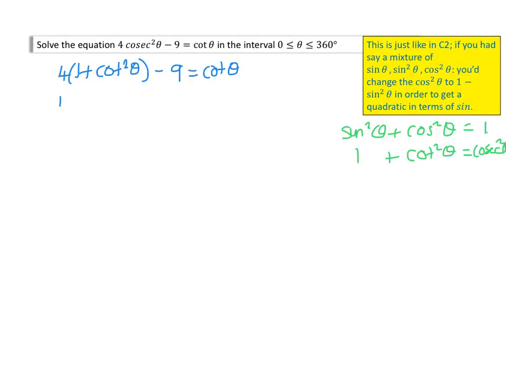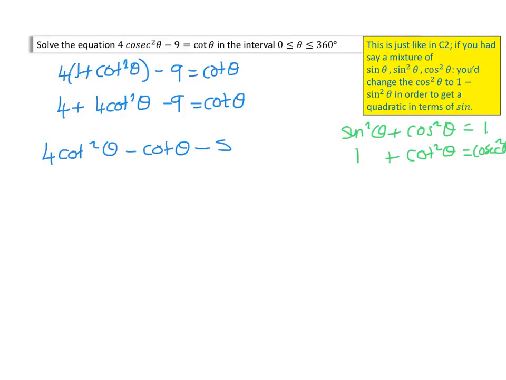I'm going to expand the brackets. That will give me 4 plus 4 cot squared theta minus 9 equals cot theta. Rearranging the equation will give me 4 cot squared theta minus cot theta, then 4 minus 9 will give me minus 5, and that will equal 0.